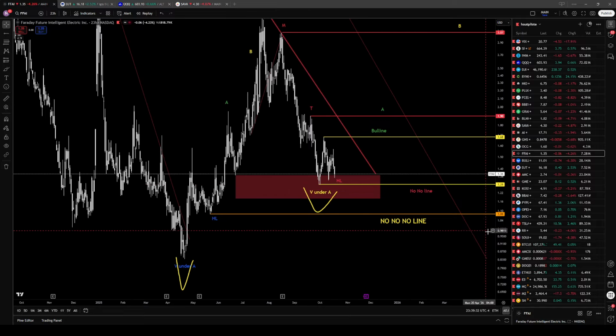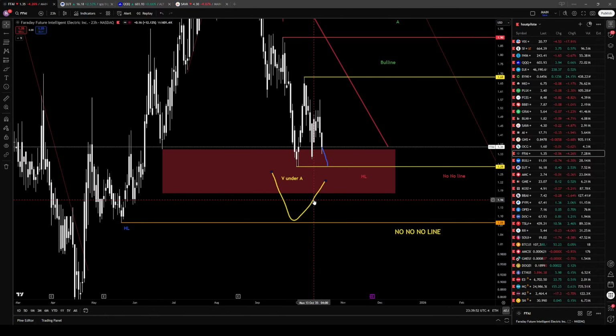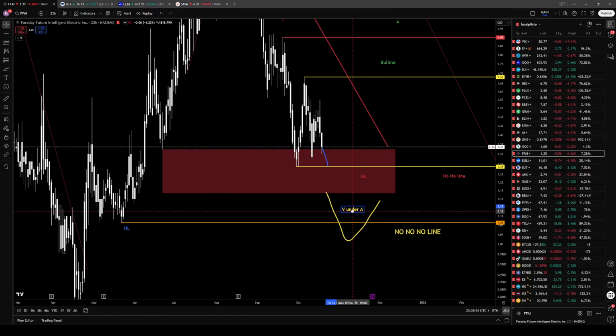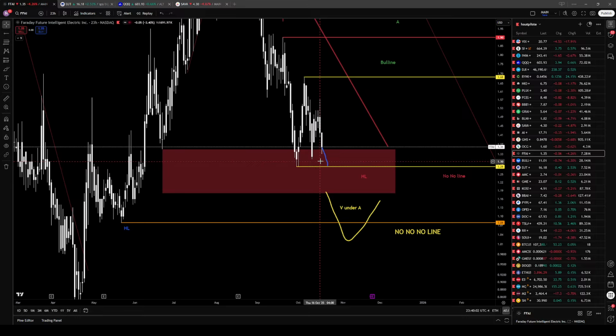If we break under 1.28, or if we are doing a double bottom at exactly 1.28, no, that isn't working. If we're doing that, this high low is wrong. This V and A is wrong. Doesn't matter if we bounce here, you would still need to do a new V and A, high low, and we start again.